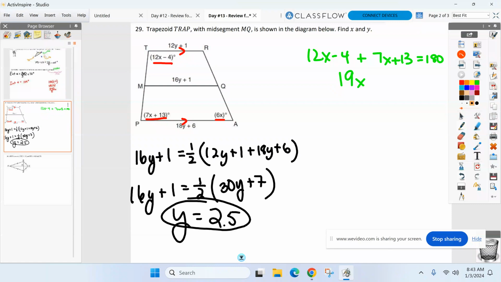Gaining some confidence for tomorrow. And make sure you get 9 out of that. 9.